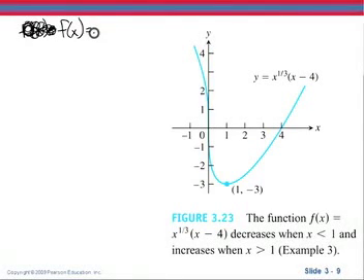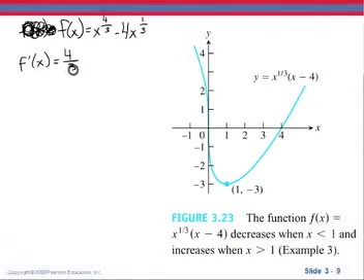That'll make it easier to find the derivative. x to the 1/3 times x is x to the 4/3, and x to the 1/3 times negative 4 is negative 4x to the 1/3. Now that'll make it easier to find the derivative, because then it'll just be the power rule. 4/3 x to the 1/3, since 4/3 minus 1 is 1/3. Minus, bring your 1/3 out, 4 times 1/3 is 4/3, x to the negative 2/3.